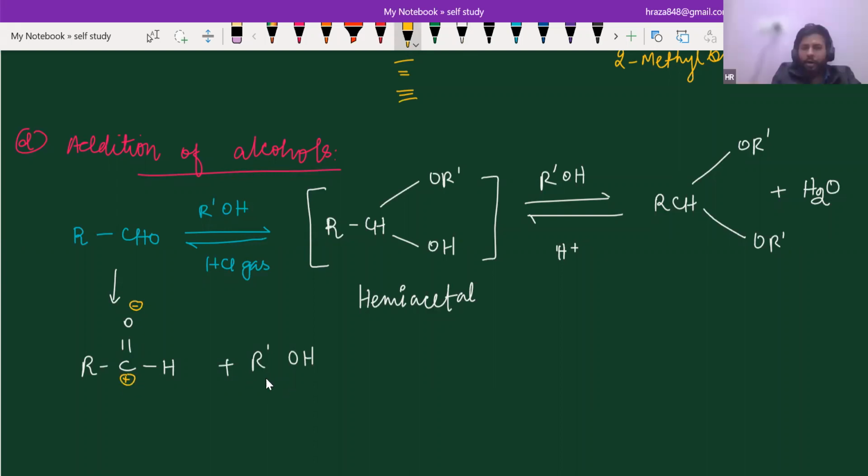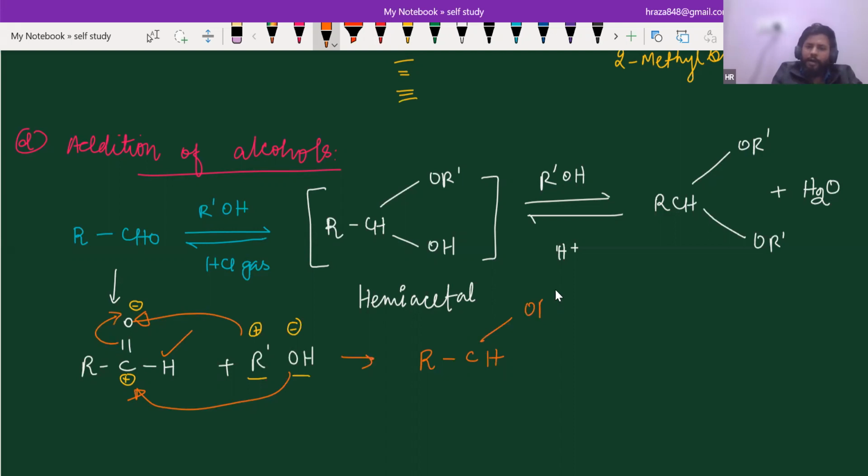Can anyone tell me on which there will be negative charge? There will be positive charge on this. Yeah. So now what you need to do is just add this, and you will get your answer. Now you can see this is R, then C, and there was H, and then you can see this bond broken, and then there will be OR dash, and then again there will be OH. Is that clear?